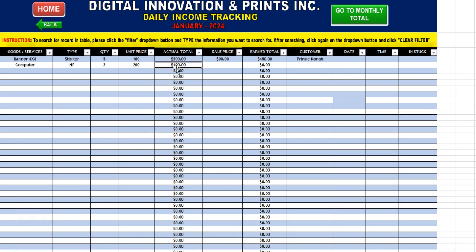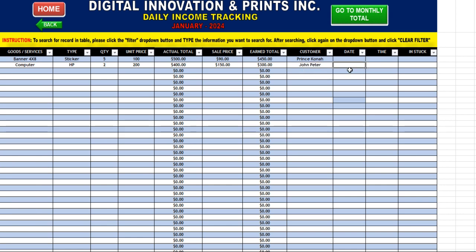So now the actual total is supposed to be 400. But meanwhile, the person begged and we considered 150 for each. So now the earned total will be 300. And the customer who did this was John Peter.